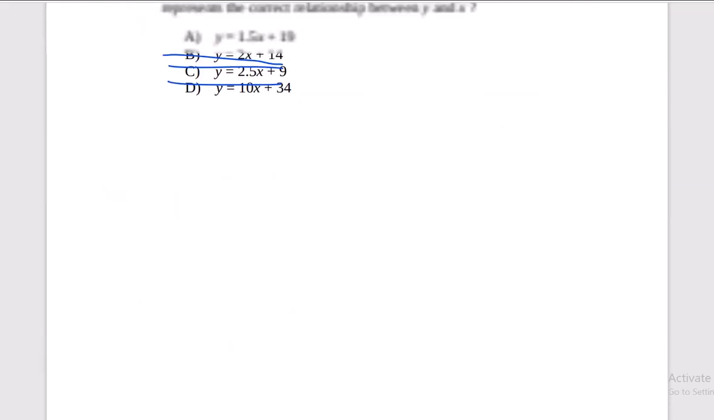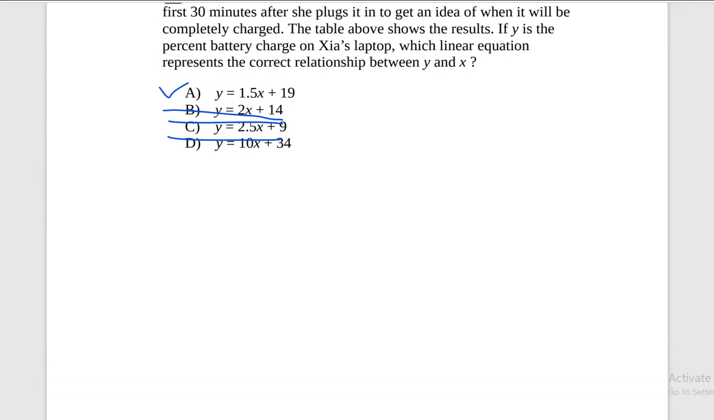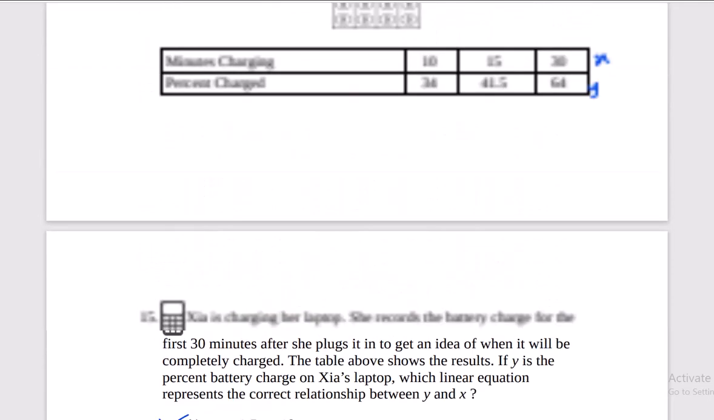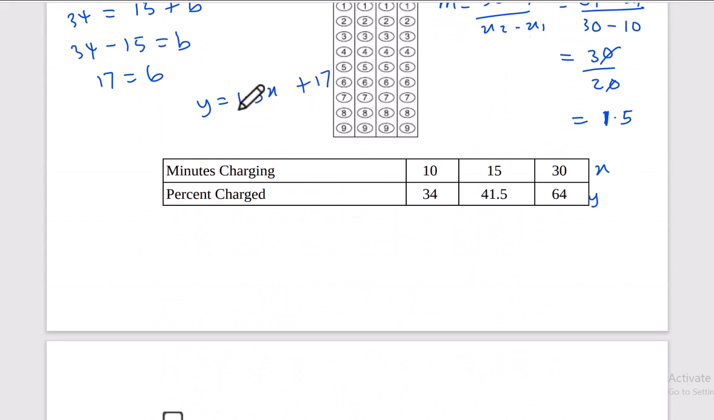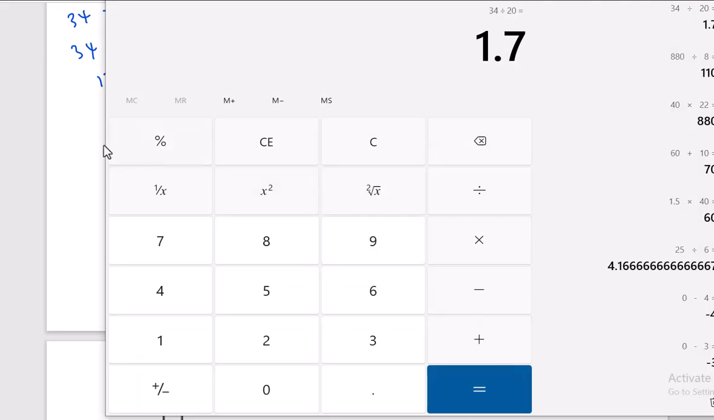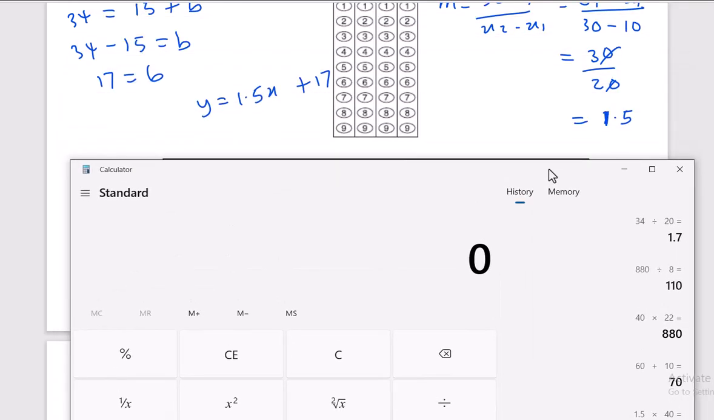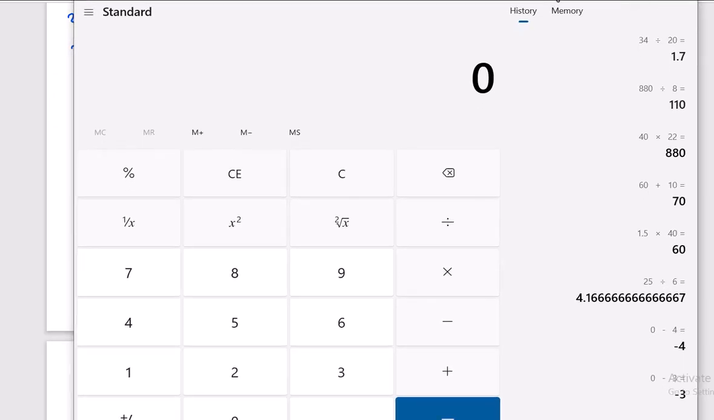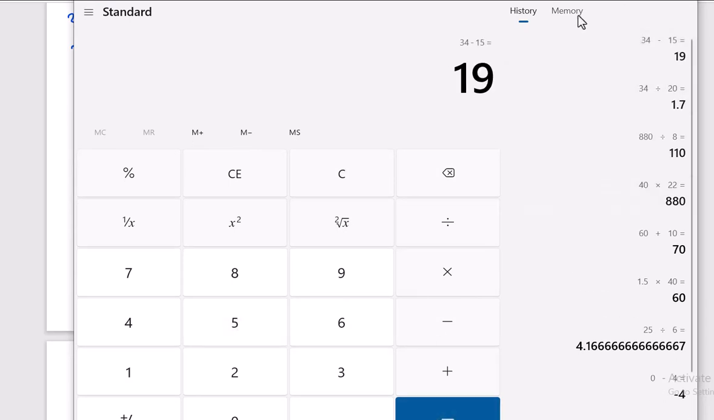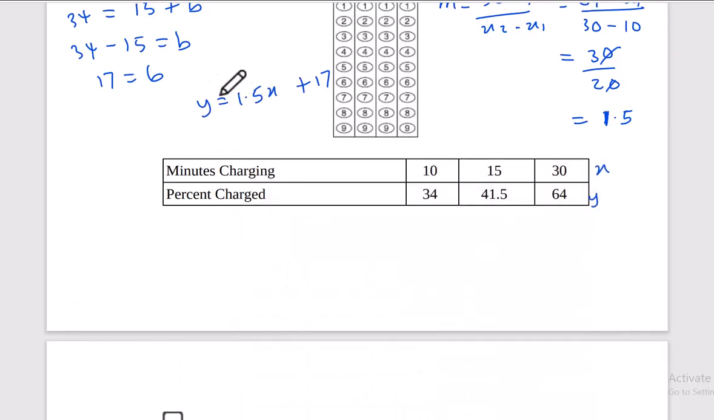Let's check. Oh, that's too much. Don't mind me. This is 19. Let's check. 34 minus 15. I don't know why I'm being too fast. 34 minus 15 is 19. Yeah. So this is 19.